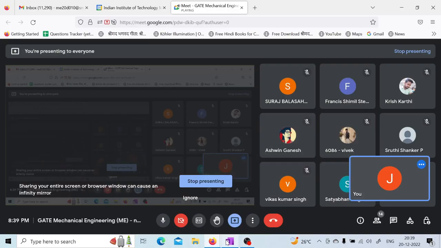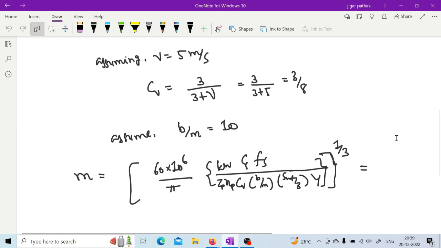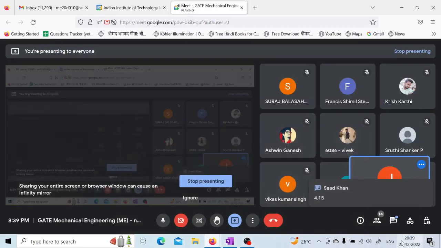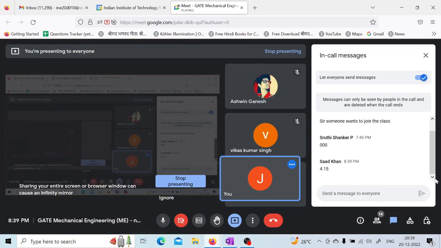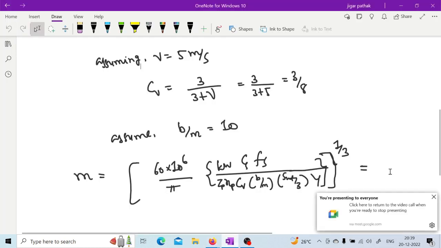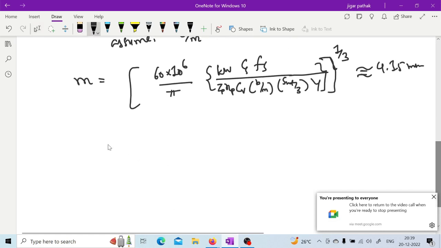Has anyone done the calculation? Four point 1.5. Yeah, it is around that only. Correct. So it is approximately 4.15 mm. So we can consider it as 5 mm, right? So this M can be considered as 5 mm.